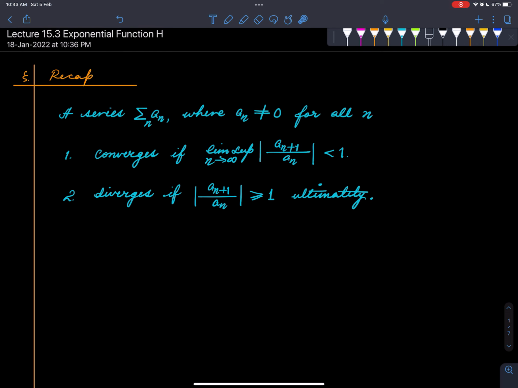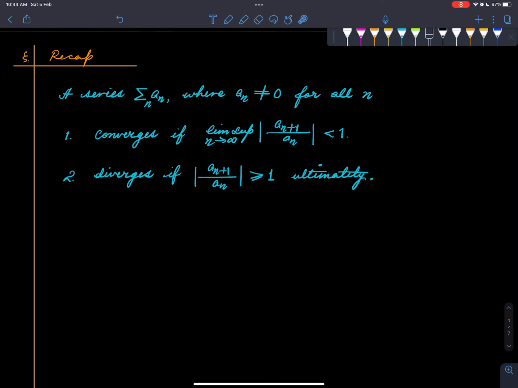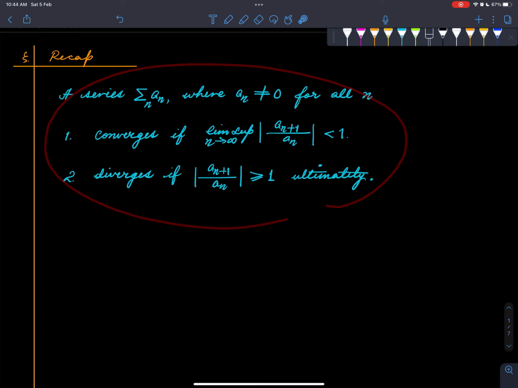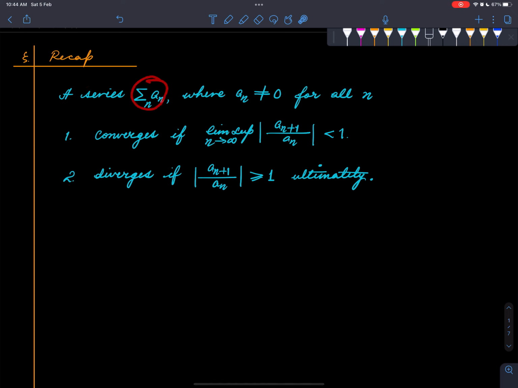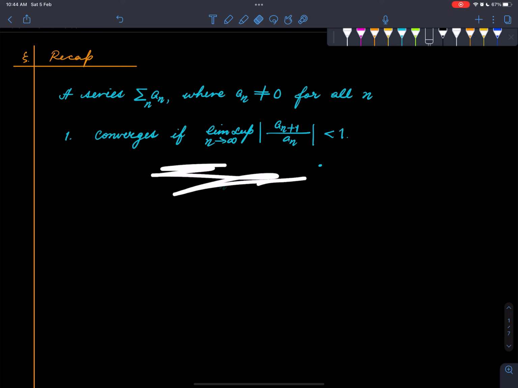To construct the exponential function, we'll have to define it, but the key ingredient in proving that the construction works is the ratio test, which says that if you have a series with no term being 0, then the series converges if this lim sup is less than 1. We don't really need the second part, so let me erase it. So this series converges if, it's not an if and only if, it's just an if this happens. Okay, great.